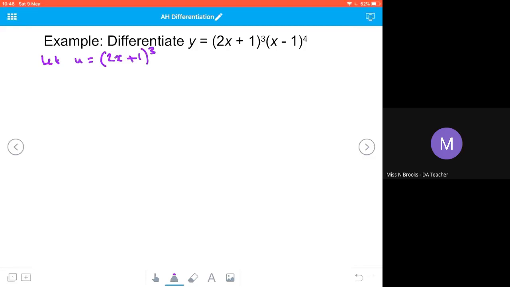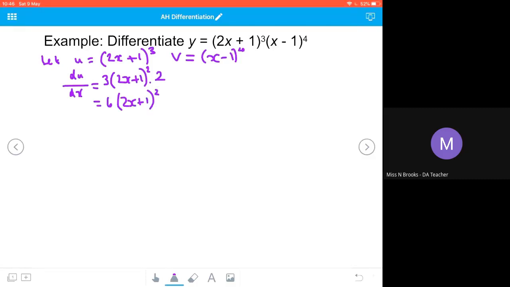And I'm going to let v equal x minus 1 to the power of 4. So I need to work out what du by dx is. The derivative of u with respect to x is going to be 3 multiplied by 2x plus 1 to the power of 2, and then I've got to differentiate the inside of the bracket, so it'll be multiplied by 2, and that will give me 6 upon 2x plus 1 all squared. And my dv by dx is going to be 4 multiplied by x minus 1 to the power of 3, multiplied by 1.